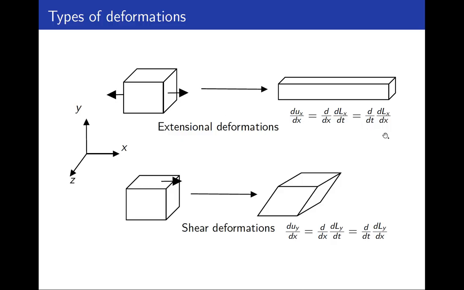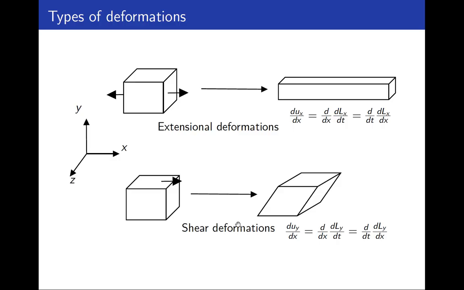For fluids, we are mostly interested in the rate of change of the strain, so we have the strain rate. On the other hand, we have the shear deformations. Here, instead of applying a force over this surface, we apply it over this surface. We will apply a force in this direction, which will cause the following deformation. We observe that the shape of the control volume is going to be different, but the volume is going to be the same.